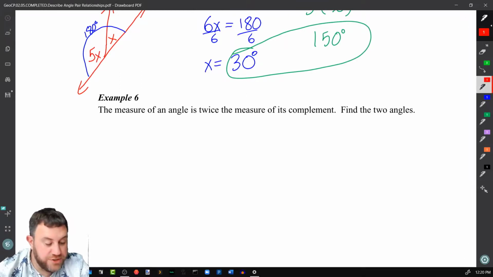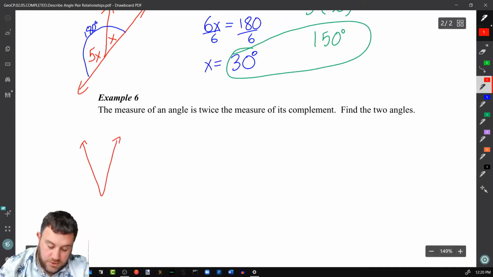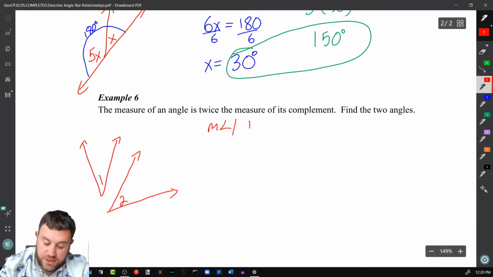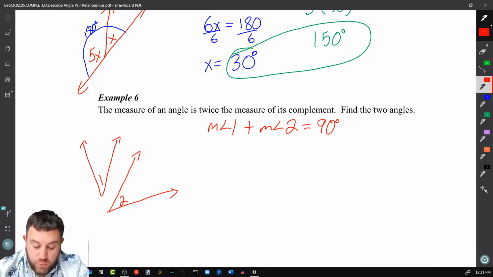And our last one, the measure of an angle is twice the measure of its complement. Find the two angles. We'll just go back to 1 and 2. These are angles 1 and 2. So we know that angles 1 and 2 add up to 90 degrees because we're told they're complements. One angle is twice the measure of its complement. So one angle's got to be x, the other one has to be 2x.